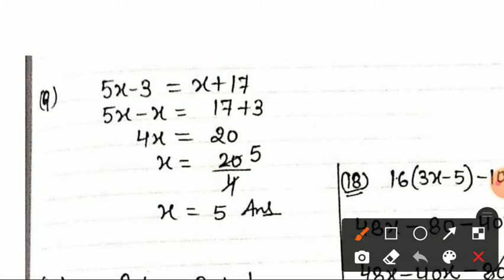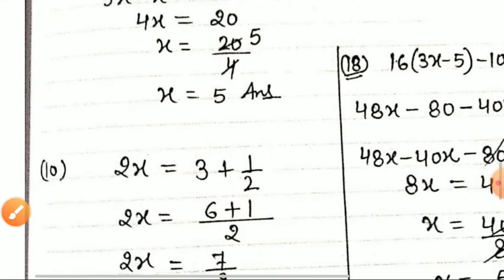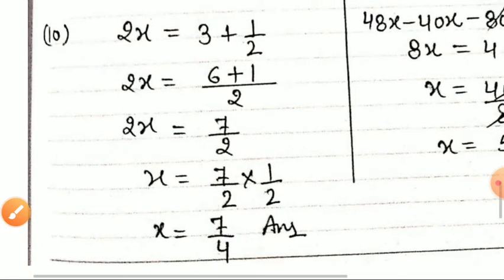Now question number 9. As we learned in one of the examples, this x will come to this side and negative 3 will become positive 3. This x becomes minus x. So 5x minus x is 4x and 17 plus 3 is 20. Now 4 comes across as divide. So 20 upon 4 is 5. I hope shifting, transposition, is clear.